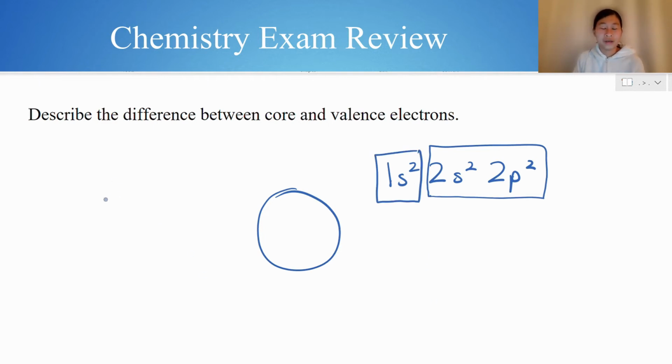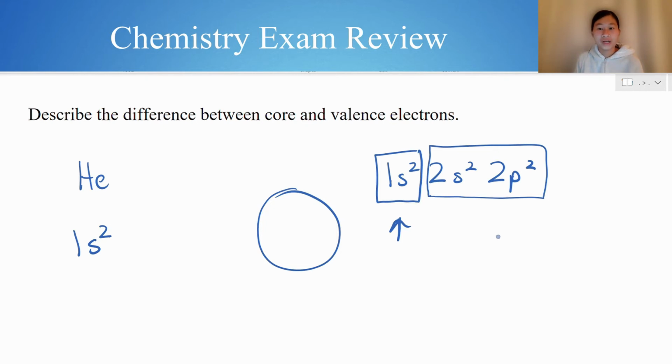And if you look at a periodic table, you will see that helium was the noble gas before carbon. And helium has 2 electrons, and its electron configuration is 1s2. The core electrons for carbon are what are included in the previous noble gas, and the valence electrons are the ones that are not included by that previous noble gas.